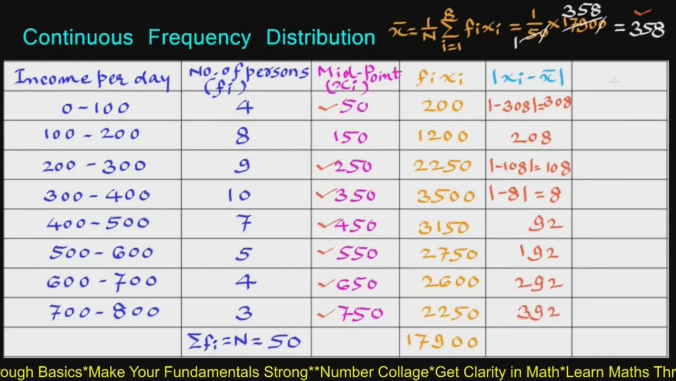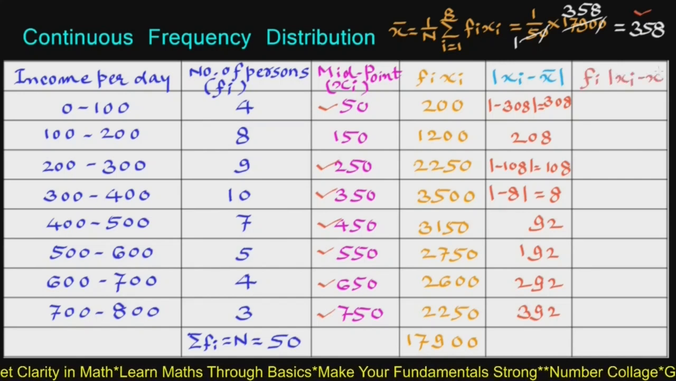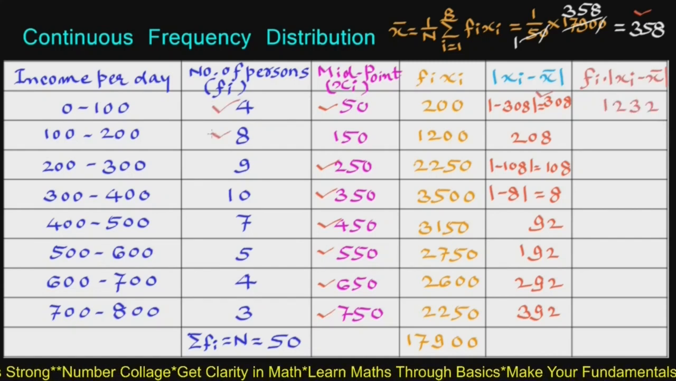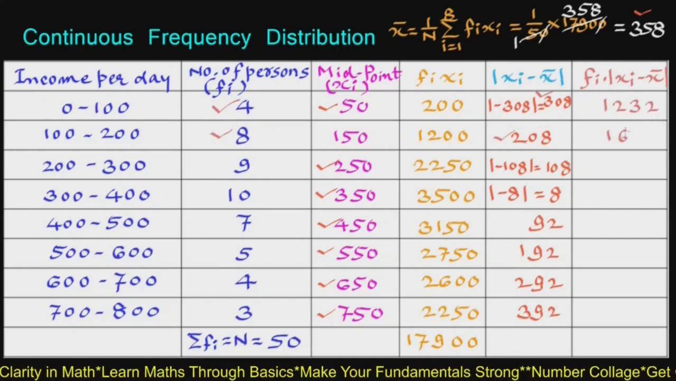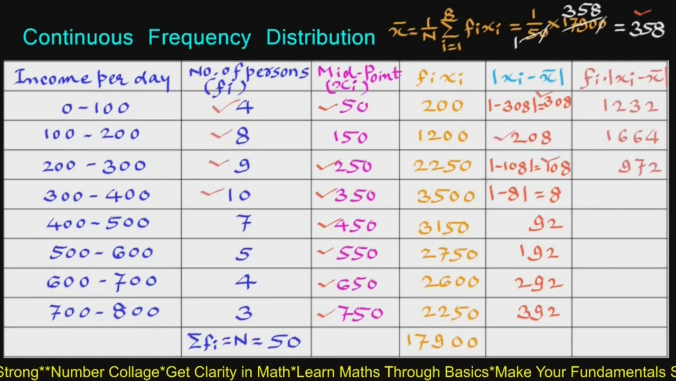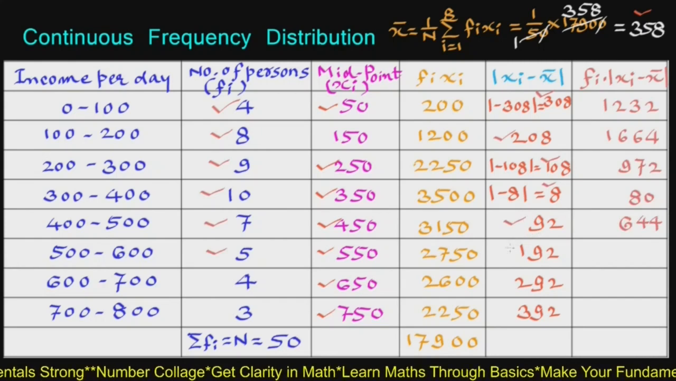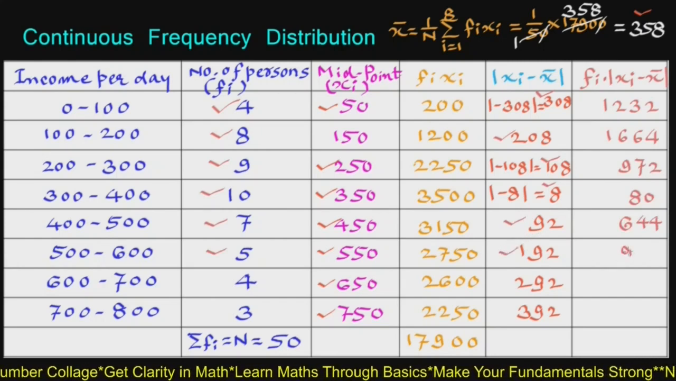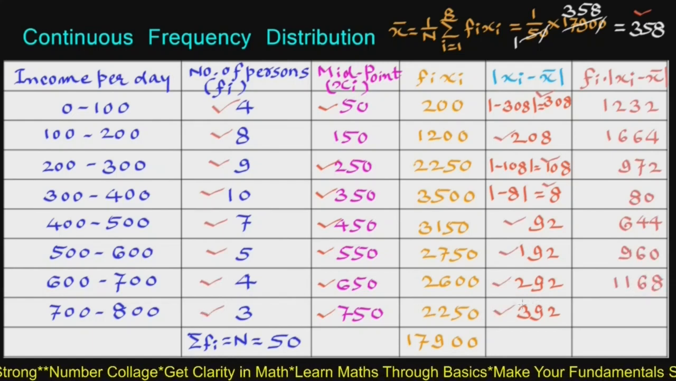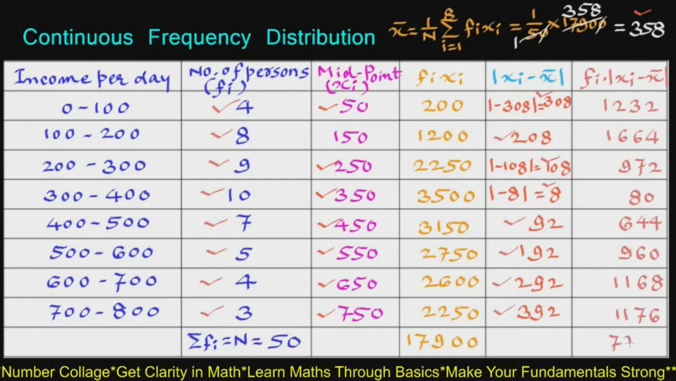And finally we have to find the quantities, product fi into mod xi minus x bar. So 4 into 308 is 1232. 8 into 208, 1664. 9 into 108, 972. 10 into 8, 80. 7 into 92, 644. 5 into 192, 960. 4 into 292, 1168. And 3 into 392, 1176. And the sum of all these numbers is 7896.